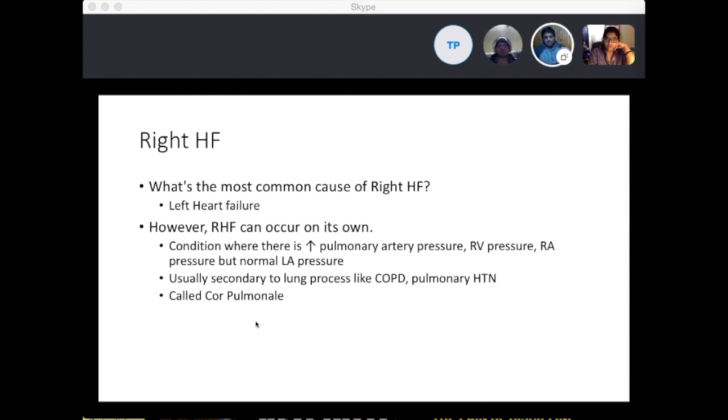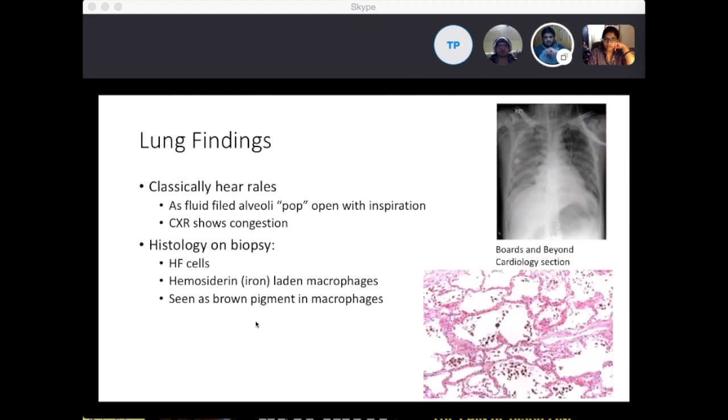All right, so we're going to come back to pathophysiology in a real short bit, but we're going to talk about some lung findings and histology because that's also clearly important. On the lung findings, you're going to hear rales, and that's because your fluid-filled alveoli usually pop during inspiration, and your chest x-ray will show congestion. Normally on your chest x-ray, you want to see it completely dark, but here you can see a lot of white all over the x-ray, so that's congestion. On histology, you're seeing hemosiderin-laden macrophages, all the brown pigmented stuff here. These are heart failure cells, as they call them.